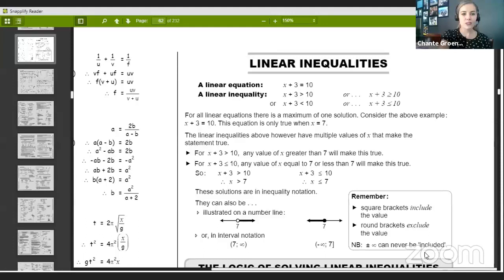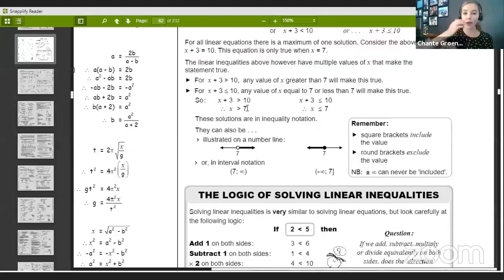Here it says anything greater than 7, so anything more than 7, not 7, anything greater than 7, okay? So therefore, we go to 7 and then to infinity. Can you see that here it says, please note that if we use an infinity sign, whether it's a plus or a negative infinity, it can never be included. So we always use round brackets, okay?